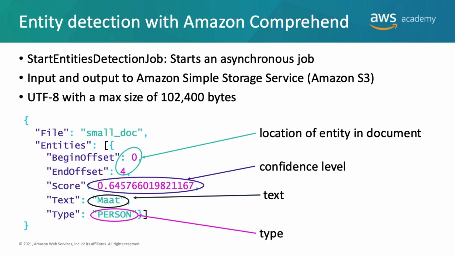Begin offset and end offset specify the start and end characters of the entity. Score is the confidence level that Amazon Comprehend attaches to the entity. Text is the actual entity that was found. Type indicates the type of entity that was found, such as person or location.